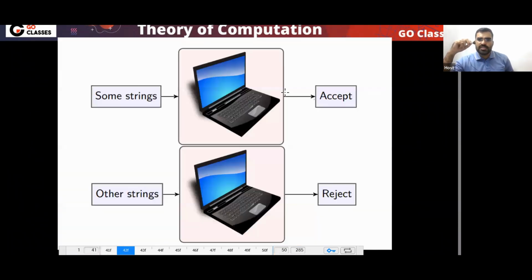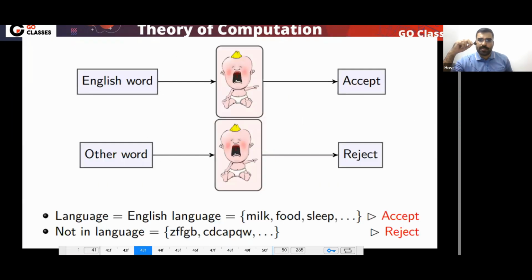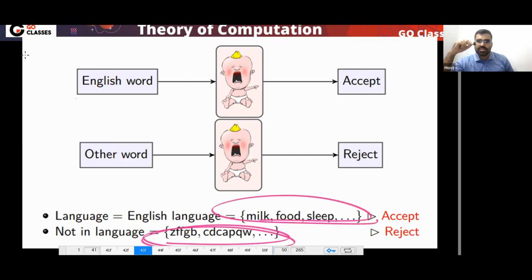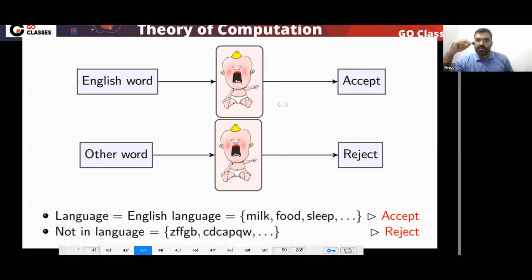So this is the idea. If some string from the language is given, that should be accepted. Another string which is not in the language should be rejected. For example, if your language is the English language, and your language is milk, food, sleep, and so on, then if you give an English word to this machine, it will accept. And if you give other words, you can notice these words are not in the language, so the machine will reject. Okay, so this is the idea.